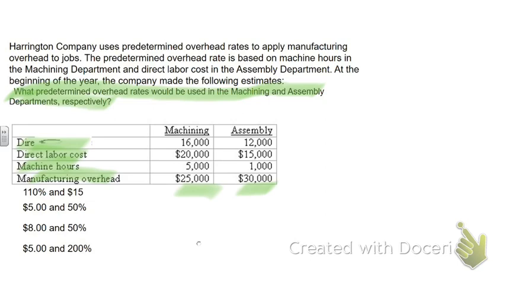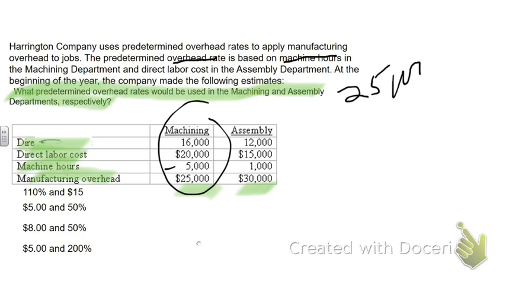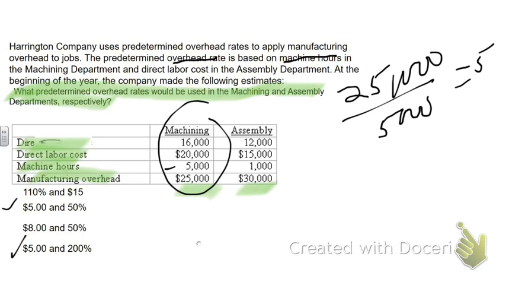It says the predetermined overhead rate is based on machine hours in the machining department. So in the machining department, I'm going to use machine hours. I'm going to have 25,000 divided by 5,000, and I get $5 an hour. So right away I know that I'm looking at $5 an hour for machining. So right now I know it's either one of those two.